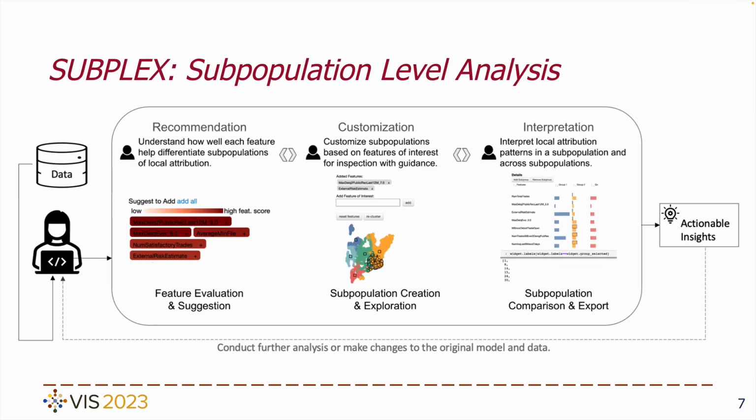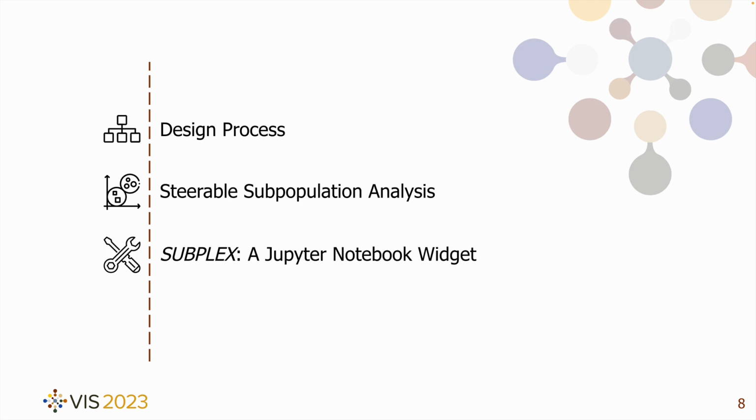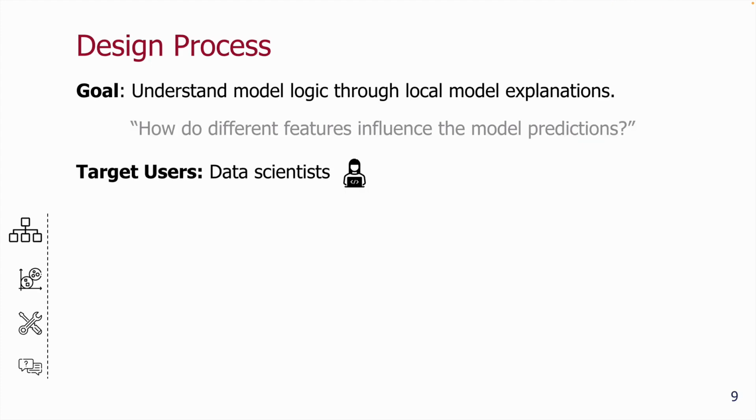To answer these questions, we introduce SUBPLEX, a Jupyter Notebook widget which is supported by the human-in-the-loop pipeline of feature recommendation, subpopulation customization, and subpopulation interpretation. In the rest of the presentation, I will first introduce the design process of SUBPLEX, the steerable subpopulation analysis methods, the actual tool of SUBPLEX, as well as evaluation of this tool.